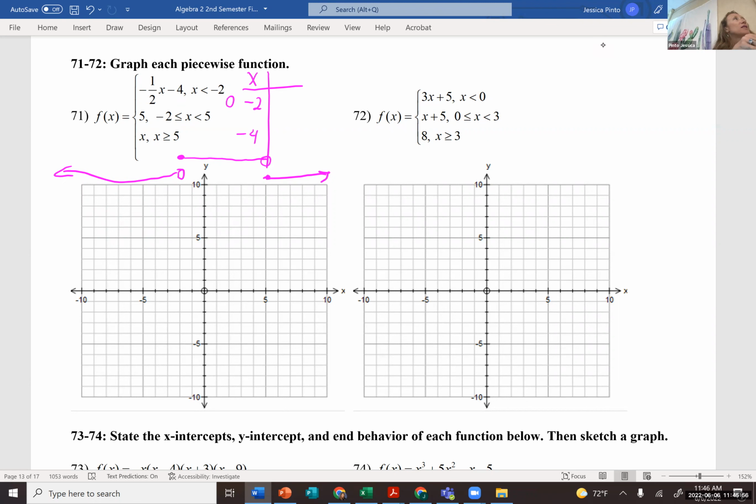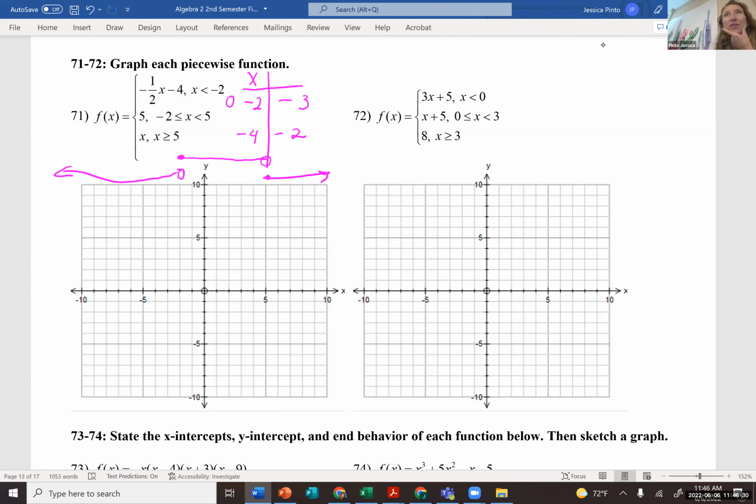So with the x value of negative 2, that's going to be negative 1/2 times negative 2, so positive 1, minus 4, so negative 3. For negative 4, that's negative 1/2 of negative 4. That's the negative times the negative, so positive, and 1/2 of 4 is 2. 2 minus 4 is negative 2.